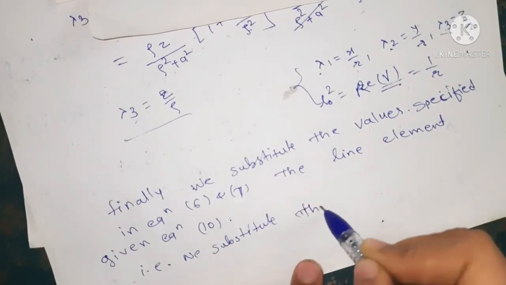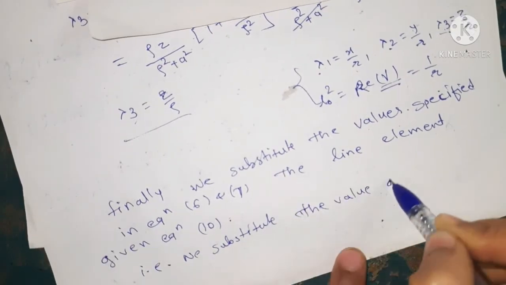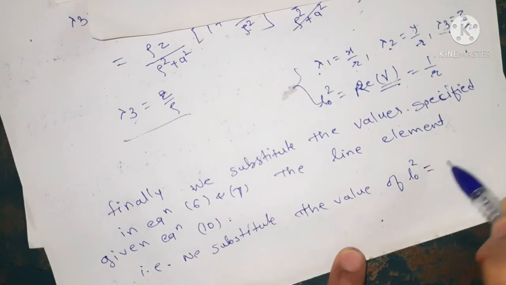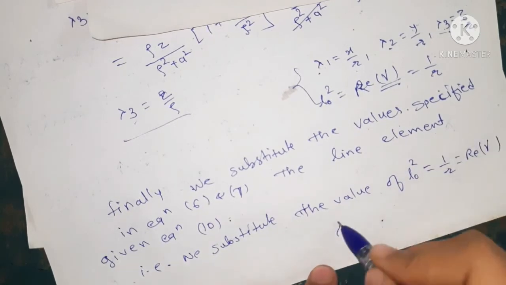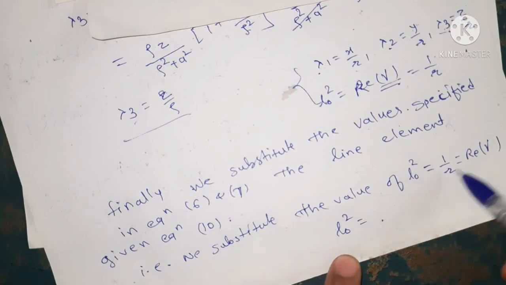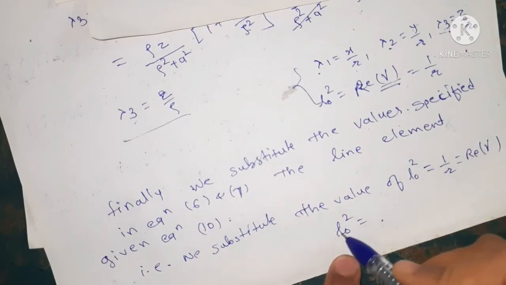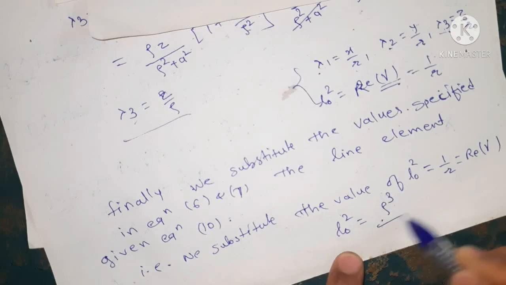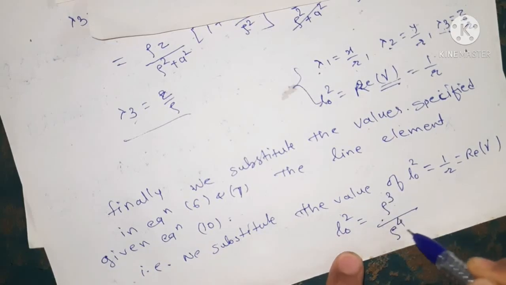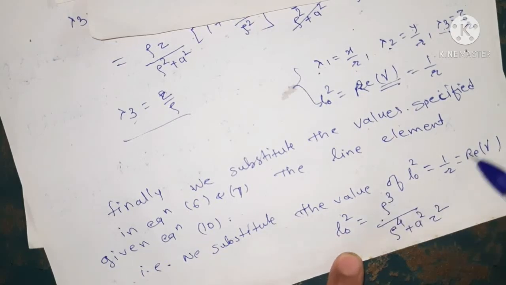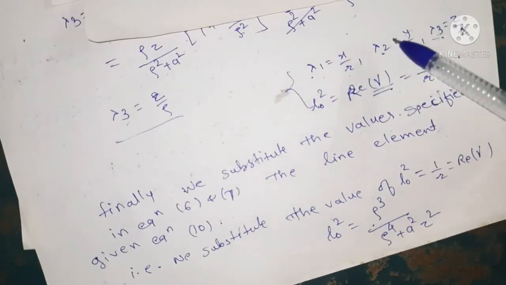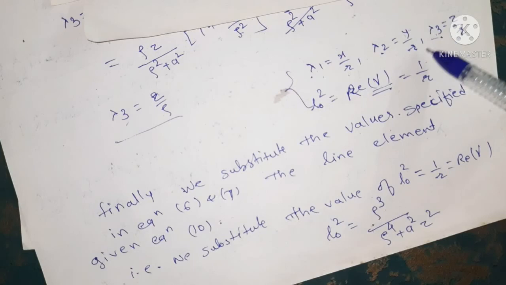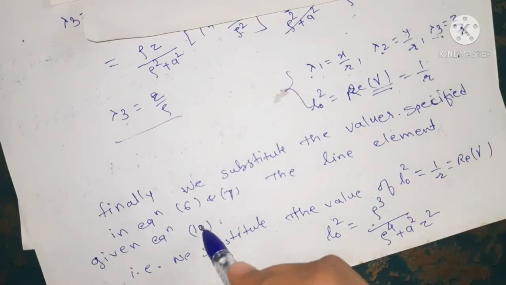we substitute the value of L0 square, that is equals to 1 upon r, that is the real part of gamma. We find the value of L0 square will be equals to rho cube upon rho to the power 4 plus a square z square, and also we substitute the component values, that is lambda 1 equals to x upon r, lambda 2 equals to y upon r, lambda 3 equals to z upon r, which is given in equation number 8.